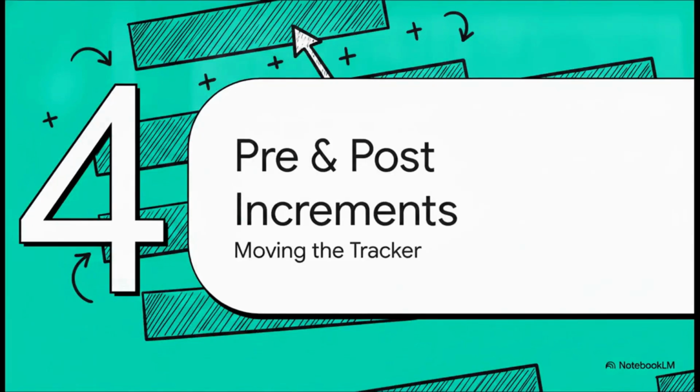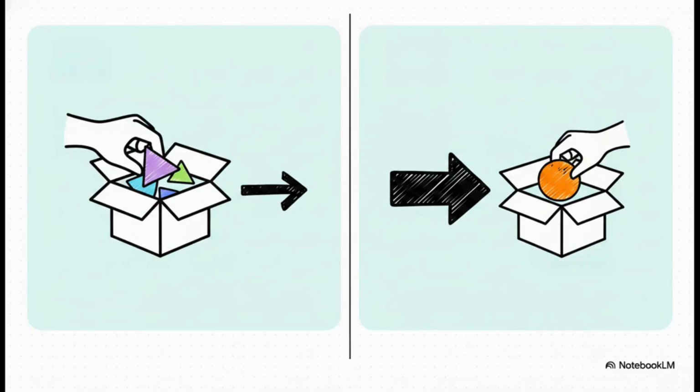Pre- and post-increments. Now we have two very similar looking but entirely different operations. First up, the post-increment, written as *p++. This grabs the data at the current address first, and only then does it permanently move the address forward. On the flip side, there's the pre-increment, written as *++p. Because the ++ comes first here, it takes priority. It moves the address forward first and then grabs the data at that brand new location.